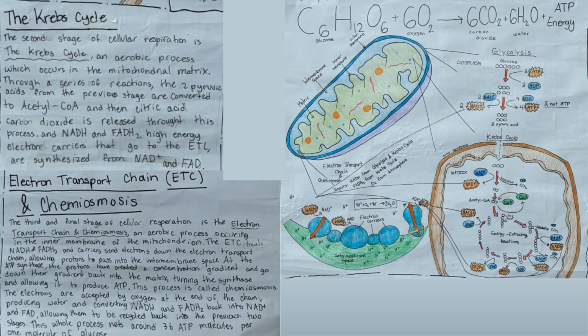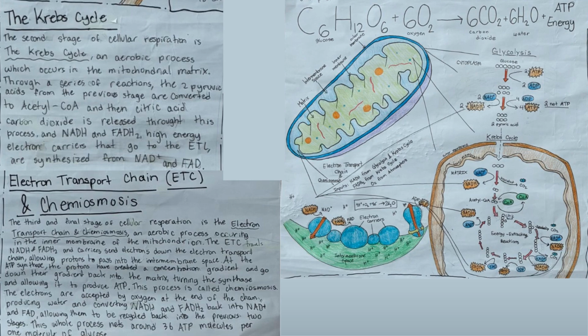The third and final stage of cellular respiration is the electron transport chain and chemiosmosis, an aerobic process occurring in the inner membrane of the mitochondrion. The NADH and FADH2 carriers send electrons down the electron transport chain, allowing protons to pass into the intermembrane space. At the ATP synthase, the protons have created a concentration gradient and go down the gradient back to the matrix, turning the synthase and allowing it to produce ATP. This process is called chemiosmosis.